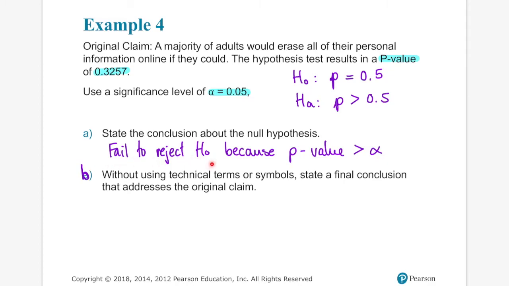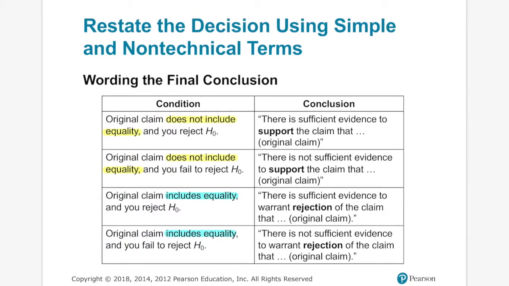What does that mean? It means that I don't think that p is greater than 0.5 because I failed to reject this. You can go back to the chart that I made you earlier in order to help you with the conclusion. First of all, your original claim does not contain the equality. It contains the greater than, and you failed to reject H0. Original claim does not include the equality, and you fail to reject H0. There is not sufficient evidence to support the claim that.